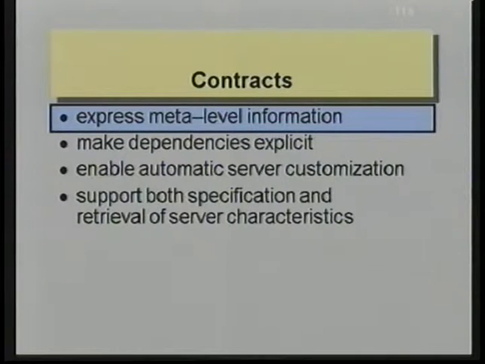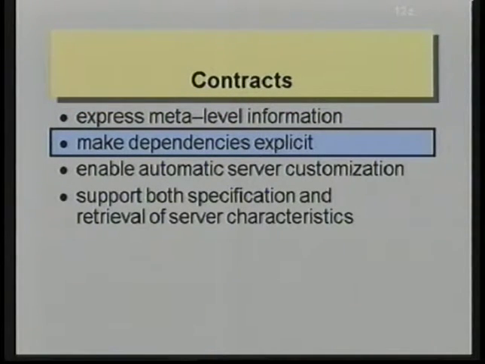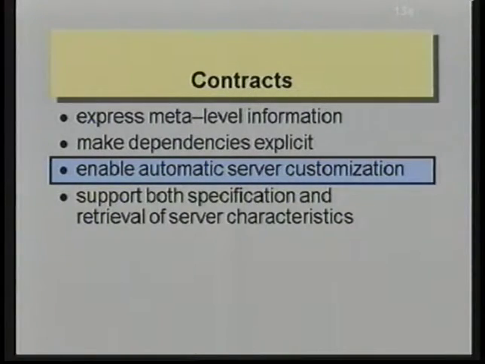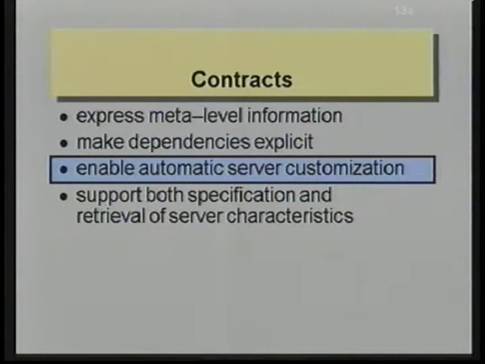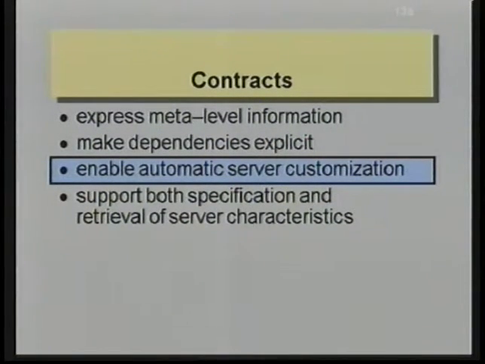One advantage of contracts is that they make the dependencies explicit. You're no longer depending on the performance being sufficient just on the basis of reading some documentation. You're actually specifying in the code what your performance requirements are. And so you don't have these implicit dependencies creeping into your applications, where some new revision of the library may invalidate those assumptions. Another aspect of contracts is they can be used to enable automatic customization of server objects. I'm going to be explaining how that's done next.